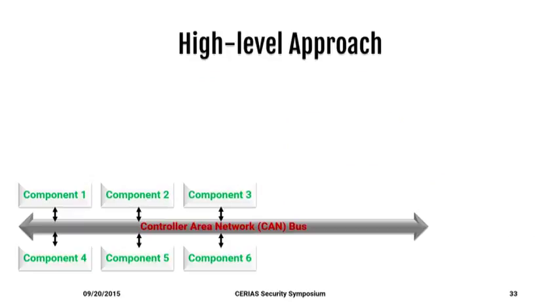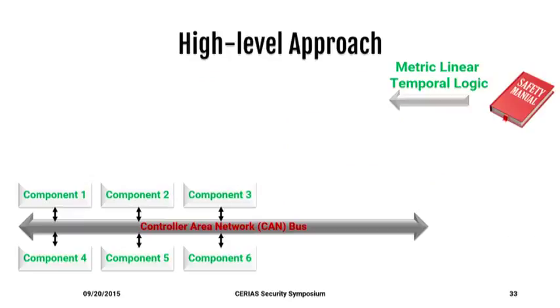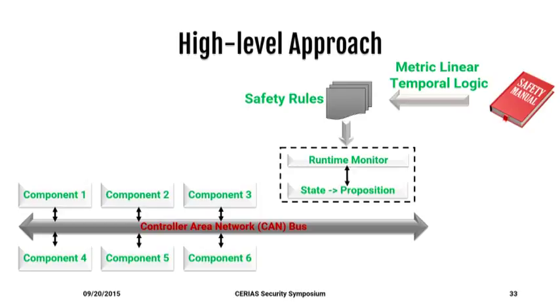What we do is pretty simple. We take the safety manual and use metric linear temporal logic. This is an extension of linear temporal logic with time, because we want to say things like within 250 milliseconds something happens. That logic lets you do it. From this we develop safety rules in that logic, and we synthesize a runtime monitor and a state to proposition map. I'll tell you what that is in a minute.